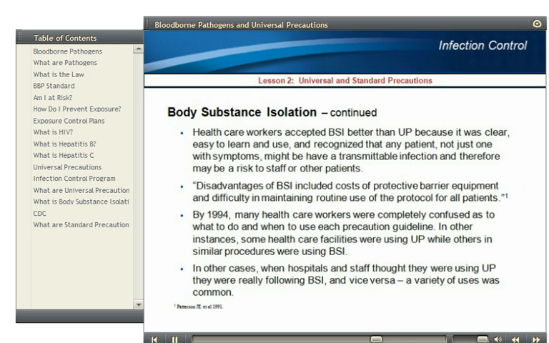Disadvantages of BSI included costs of protective barrier equipment and difficulty in maintaining routine use of the protocol for all patients. By 1994, many healthcare workers were completely confused as to what to do and when to use each precaution guideline. In other instances, some healthcare facilities were using UP, while others in similar procedures were using BSI. In other cases, when hospitals and staff thought they were using UP, they were really following BSI, and vice versa. A variety of uses was common.